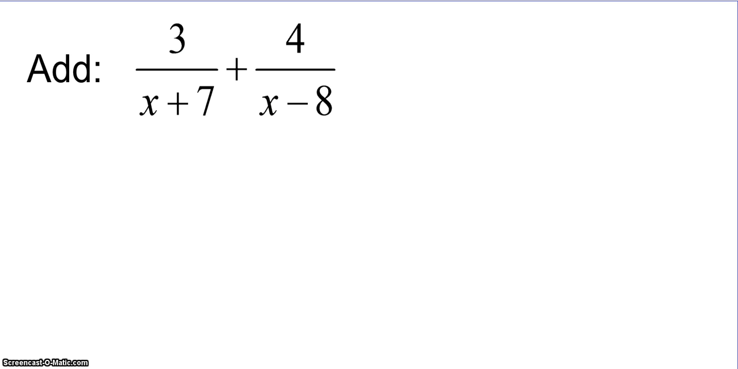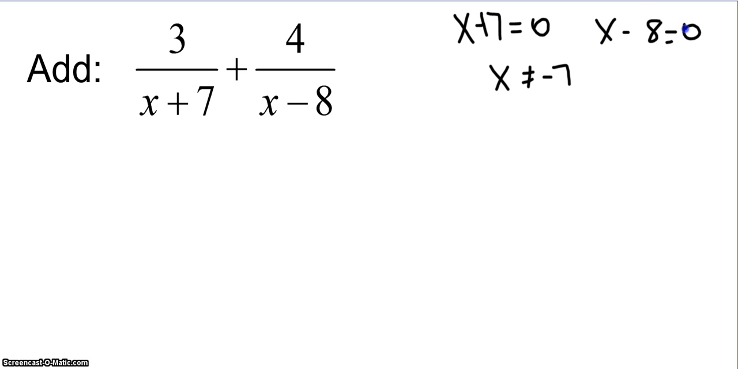So I have x plus 7 in my denominator. This cannot equal 0. So I'm going to solve x plus 7 equals 0. I get x cannot equal negative 7. In the other one, x minus 8 equals 0. Solving for x, x cannot equal positive 8. Alright, let's put parentheses around that (x plus 7), (x minus 8).